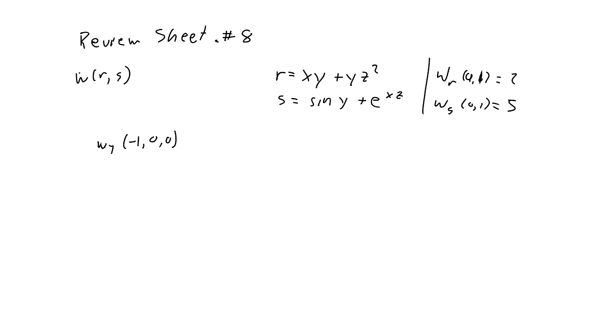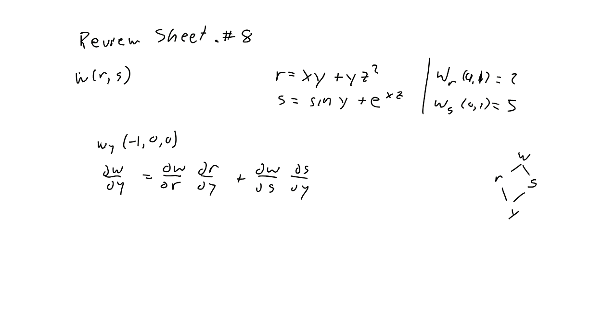So first of all, let's just use the chain rule. dw dy, since W is a function of R and S, and we're trying to find the derivative of W with respect to Y, if we do our dependency diagram, W is a function of R and S, and R and S are each functions of Y. So the derivative of W with respect to Y will be the derivative of W with respect to R times dr dy plus the derivative of W with respect to S times ds dy.